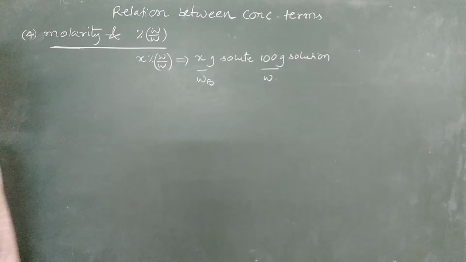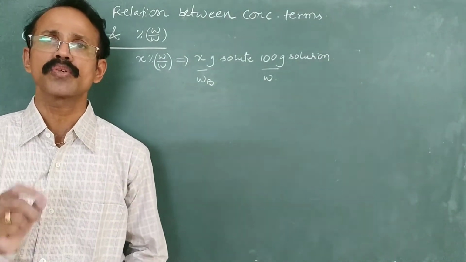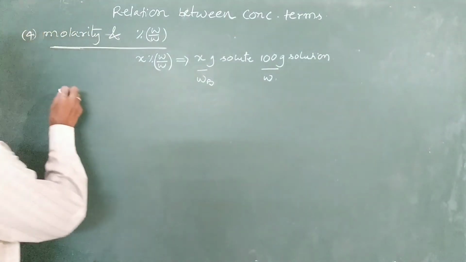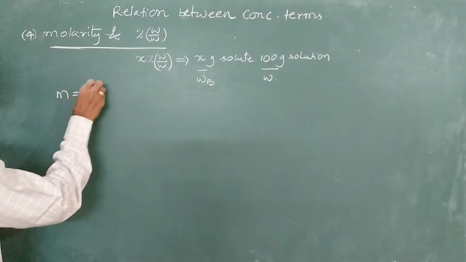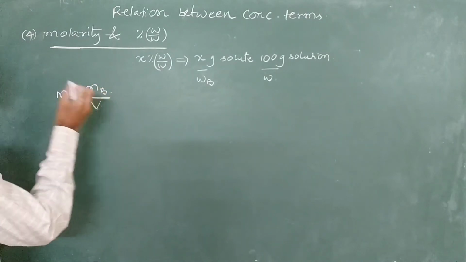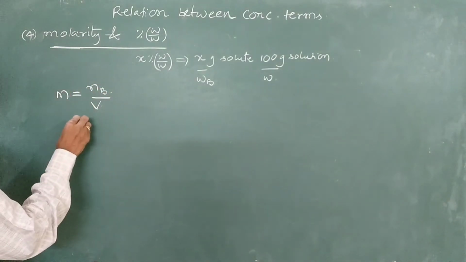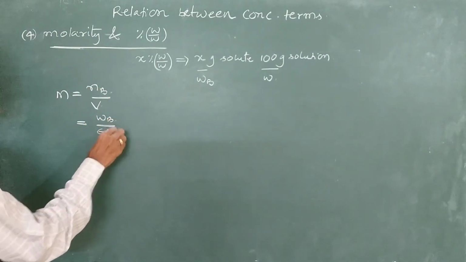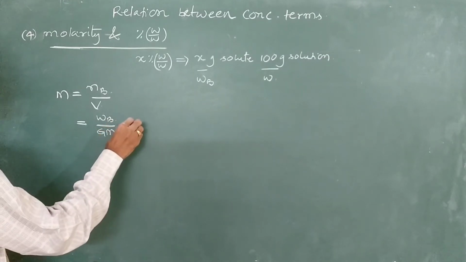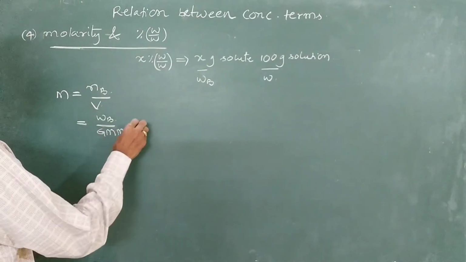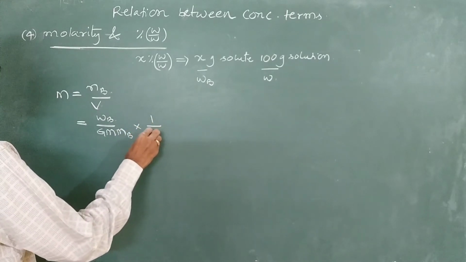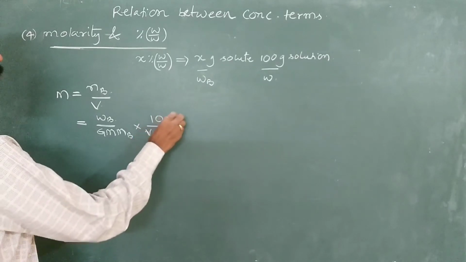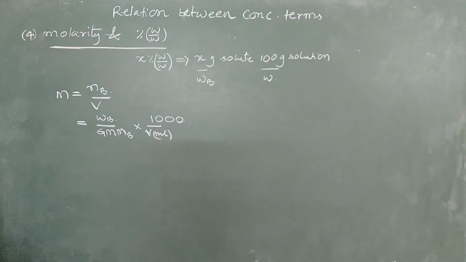Now what is molarity? Molarity is the number of moles of solute present in 1 liter of solution. So molarity M is equal to the number of moles of solute divided by the volume of the solution in liters. Can you write the number of moles as mass by gram molar mass of solute? And the volume of the solution in milliliters divided by 1000. So this is another formula for molarity.